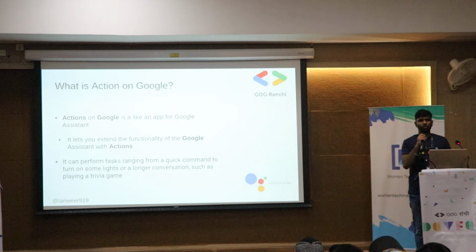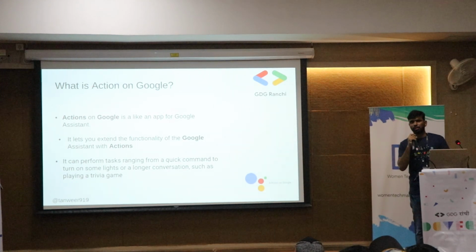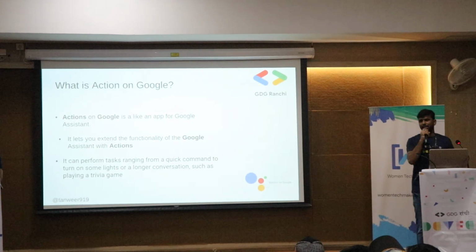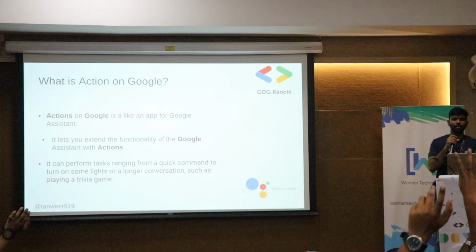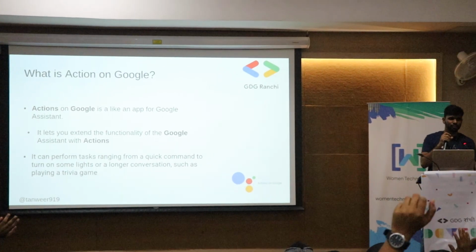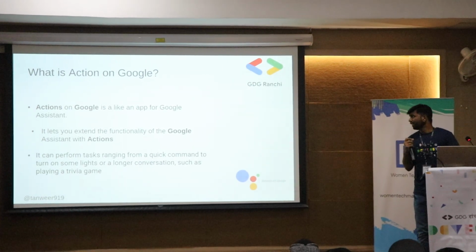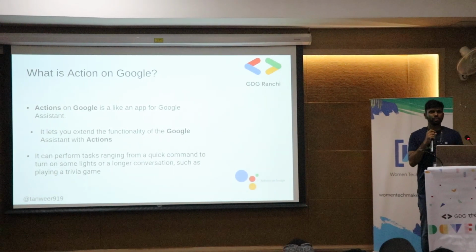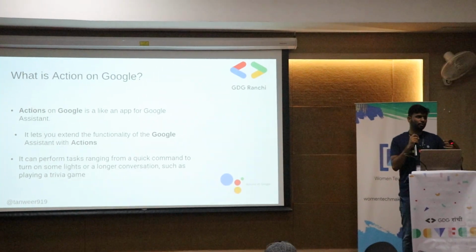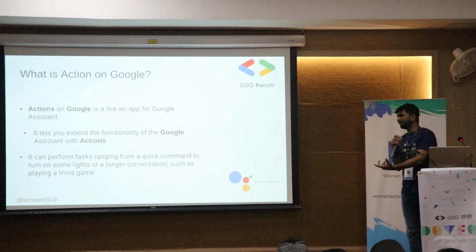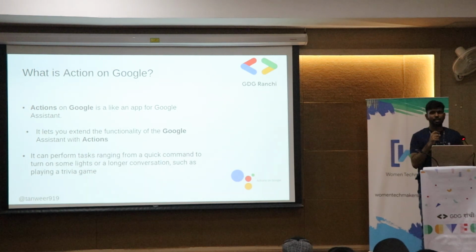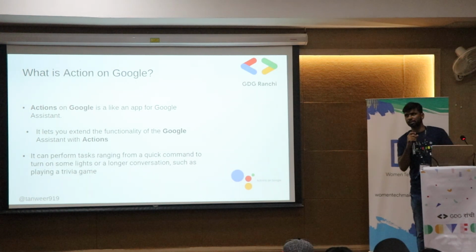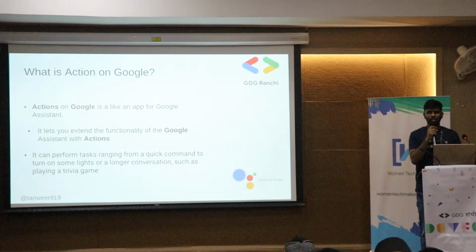Right. So what is Actions on Google? First tell me, how many of you have used Google Assistant? Everyone must have, right? So what we can do in Google Assistant, we can use it to search something from the internet. We can use it to set up a reminder or set up an alarm clock for us. But the functionalities are limited.